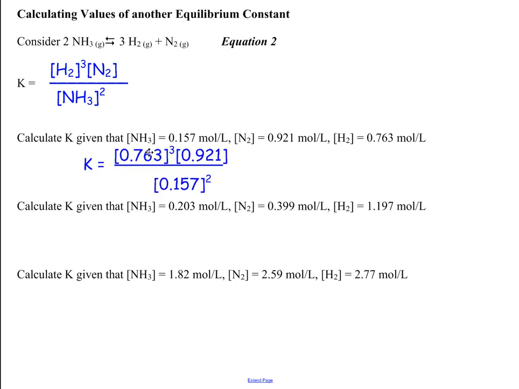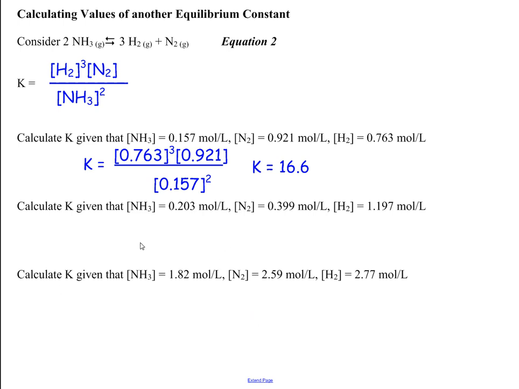First thing I do is I plug the numbers in. Ammonia is 0.157, nitrogen 0.921, hydrogen 0.763. Then I type all that in my calculator, paying attention to order of operations, and I get 16.6. Still have no idea what that number means, but we'll get to that later. Okay, pause the video and try this for the next two.